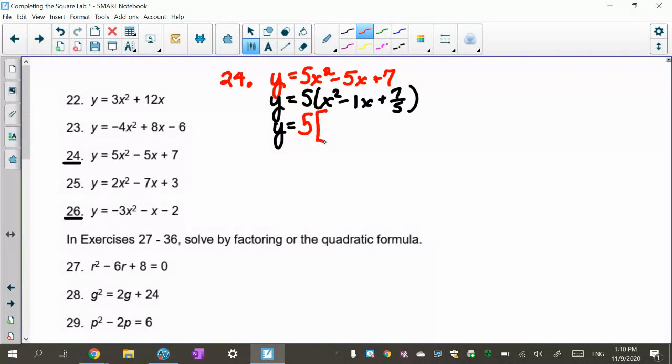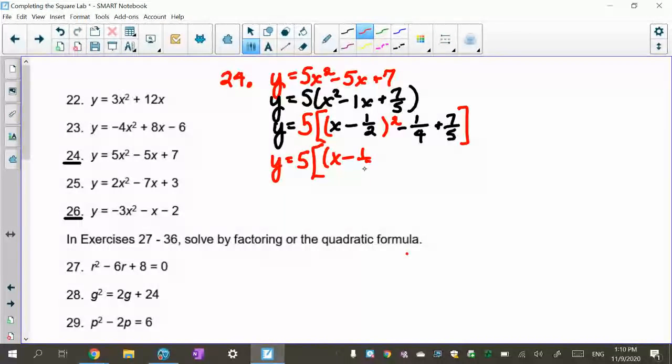So I'm going to have the 5, do my brackets, set up my completing the square. You take whatever variable it is, just write it once, keep the sign, half the middle, which is actually a half. Then I square this and subtract it, because that's what I added. So I'm going to subtract a 1/4. I square the top, square the bottom, and bring down my 7/5. And then I close my bracket. So now I have y equals 5, bracket, x minus a half squared.